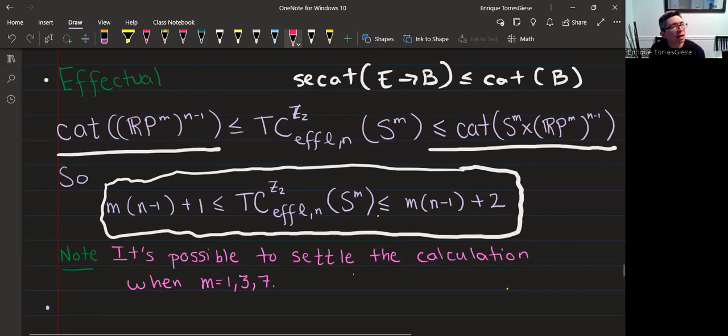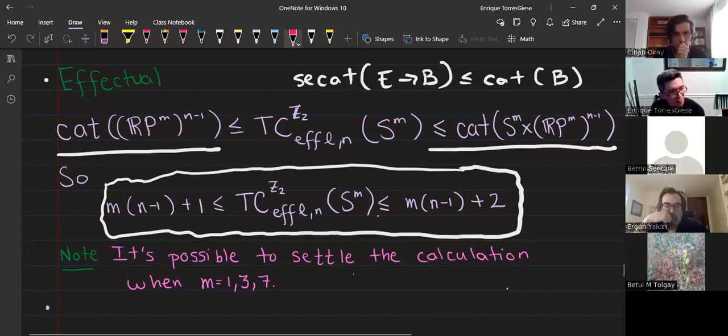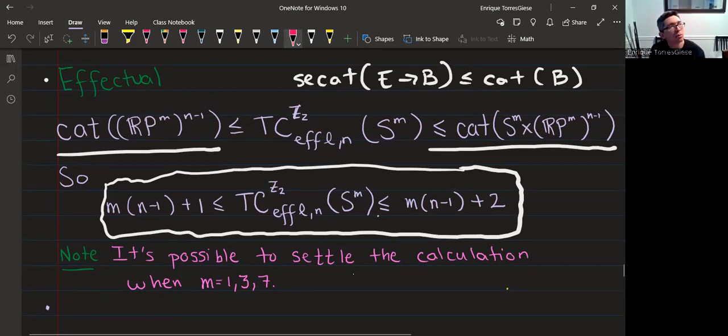Yes. The calculation can be settled in these cases because those are the dimensions of the parallelizable spheres, and those are the cases where we have a nice algebraic structure over the corresponding Euclidean spaces. In this case would be the complex numbers, the quaternions, and also the octonions. So using those algebraic structures it is possible to construct explicit motion planners that improve the upper bounds obtained by dimensional and connectivity reasons. So that is essentially the main reason why we have these calculations.